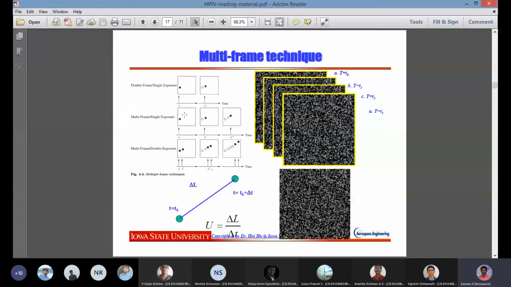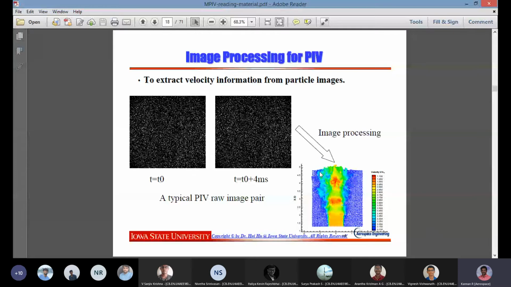Yeah, so you can see that they are going to take the frames at different times. They are going to see the particles' location with respect to time, and they are going to establish a one-to-one correlation image. From that they are going to get the velocity, see how, from the correlation and the image processing, they are getting the data.